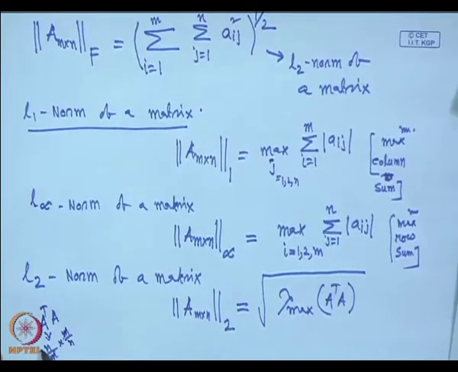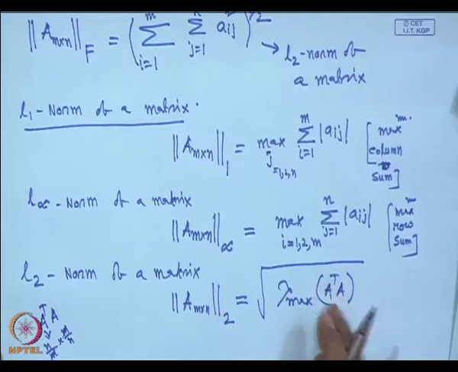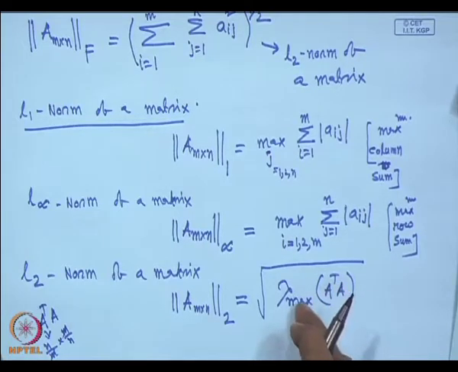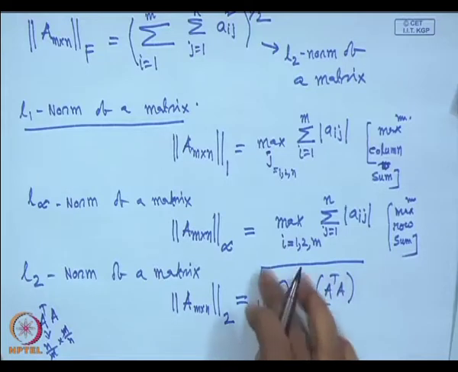So, it will be a square matrix n by n. From the n by n square matrix, you find the absolute maximum value of this matrix, and take the square root of it.